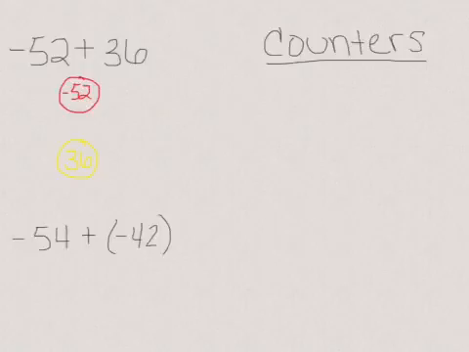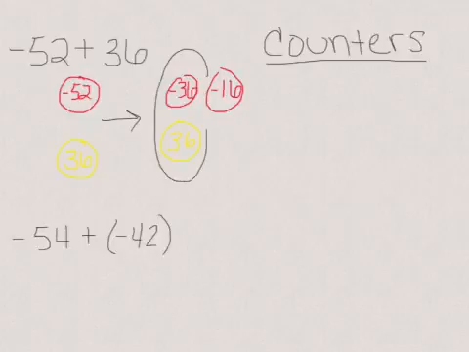By looking at how many zero pairs we would end up making, we would end up making 36 zero pairs. So then I would have them rewrite or manipulate negative 52 as our negative 36 and our negative 16. Now I'll just copy this 36 over here, and we would have 36 zero pairs, and our answer is negative 16.